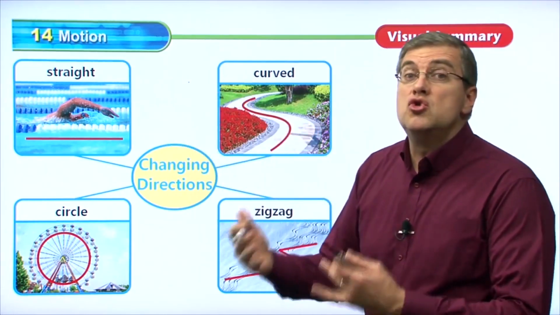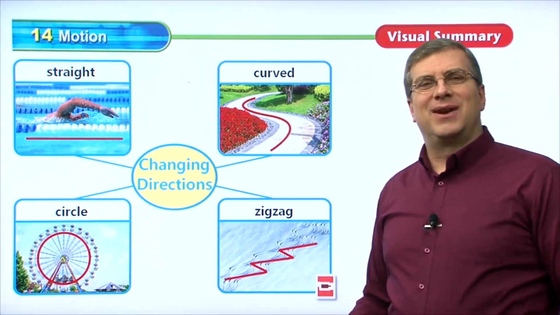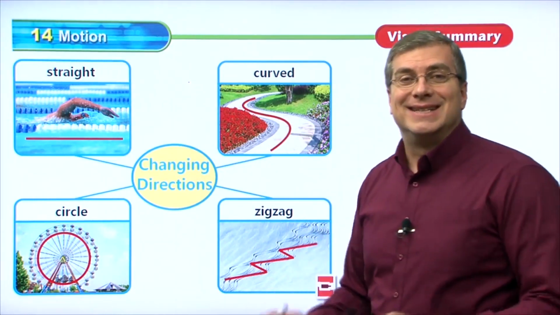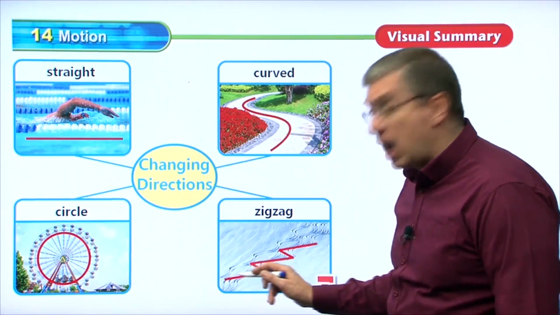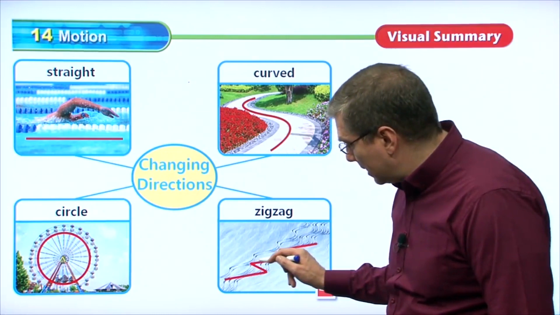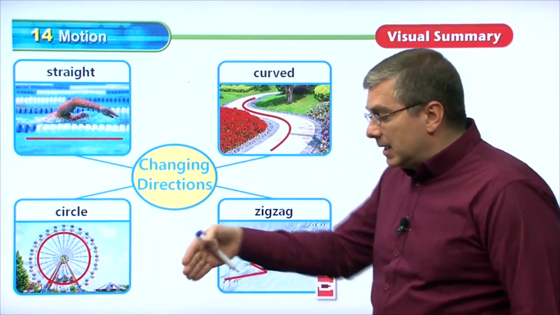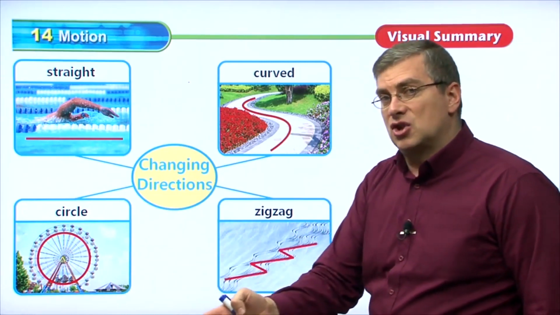But how about some new directions? Let's talk about zigzag. That's a kind of funny word, isn't it? Zigzag. Zigzag looks like a combination. Straight, then curved, and then straight, and then you change direction. You go straight, change direction. So zigzag is like you keep changing direction, okay?